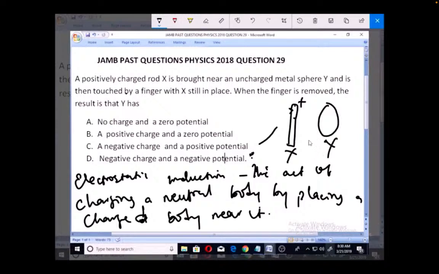So when the finger is now removed, what do you expect to be on this Y? On this Y, you expect to have a negative charge and a negative potential, and that makes D the right option for this.